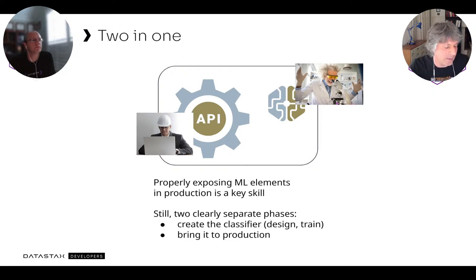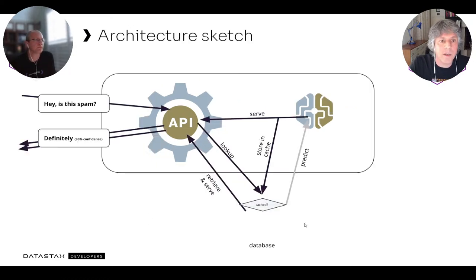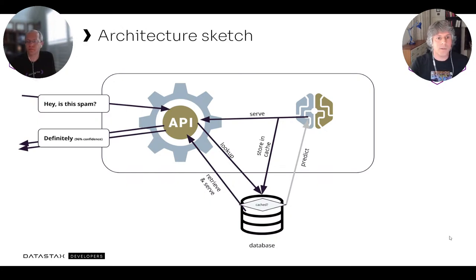But still, I'm oversimplifying, I'm saying this will be two separate phases: create the classifier and bring it to production. The reality is a bit more intertwined. Usually you have the next iteration of the machine learning model, and it's a mutually interactive, mutually influencing kind of thing. But still there are two phases, two personas at play, as we have seen so far. Okay, so more to the point. Architecture.